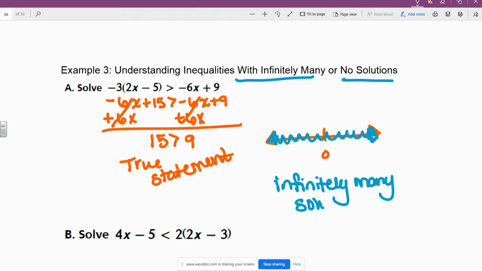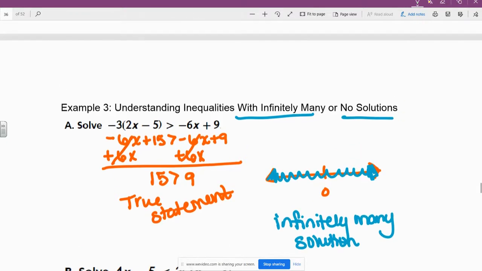Now, can you check this? Of course you can. You should be able to pick any number and it will be true. So I'll do my little famous 0. I'm going to take -3 times 2 times 0 minus 5. I should probably scoot that over a little bit. So yes, make sure you have some room. We'll put it up here. So -3 times 2 times 0 minus 5 better be greater than -6 times 0 plus 9. So 2 times 0 is 0, minus 5 is -5, times -3 is 15.